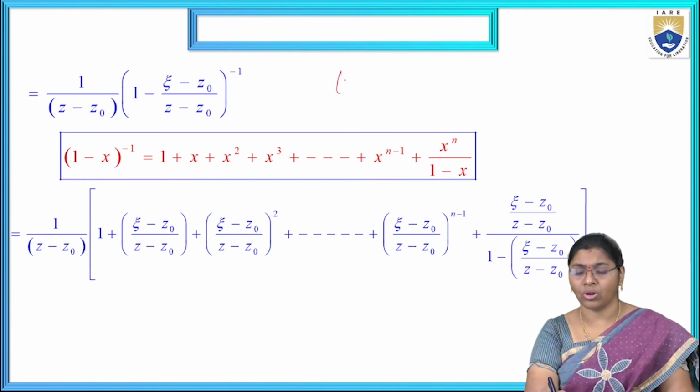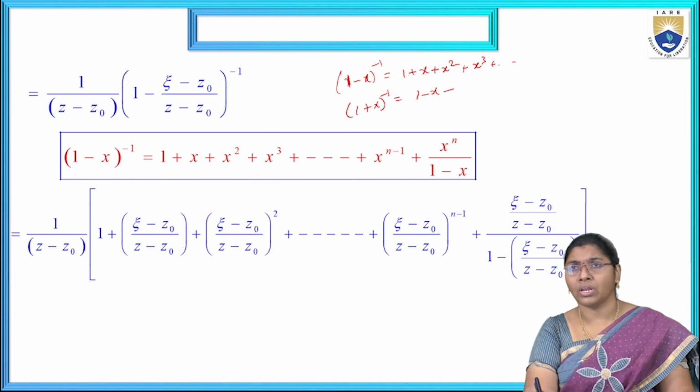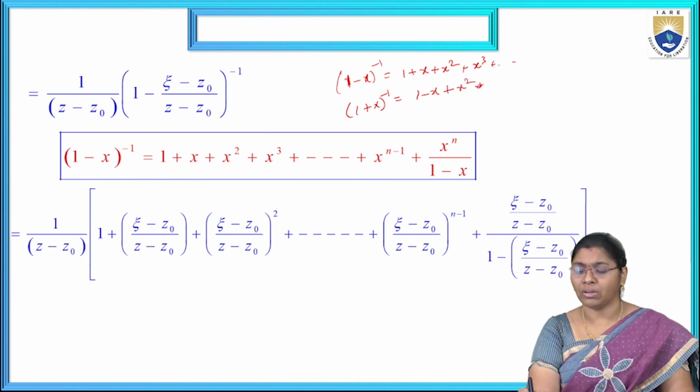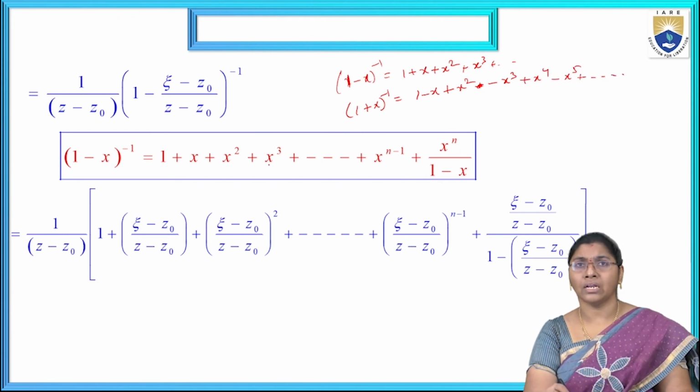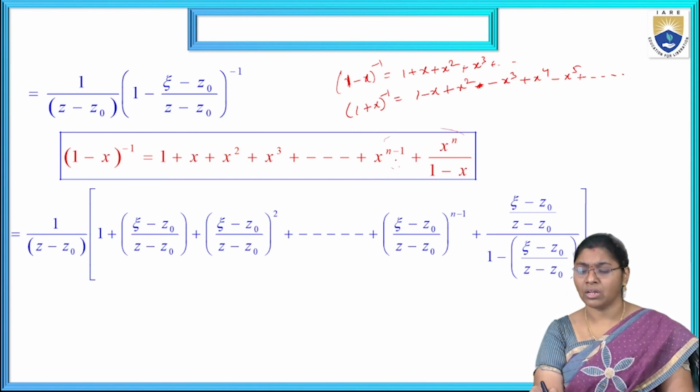This is the 1 minus x whole inverse method. 1 minus x whole inverse equals 1 plus x plus x square plus x cube plus so on. Similarly, 1 plus x whole inverse is equal to 1 minus x plus x square minus x cube plus x power 4 minus x power 5 plus so on, alternately positive and negative. Here I need 1 minus x, so I am using the 1 minus x whole inverse method. Now the last term, this is the remainder term, that is x power n by 1 minus x.